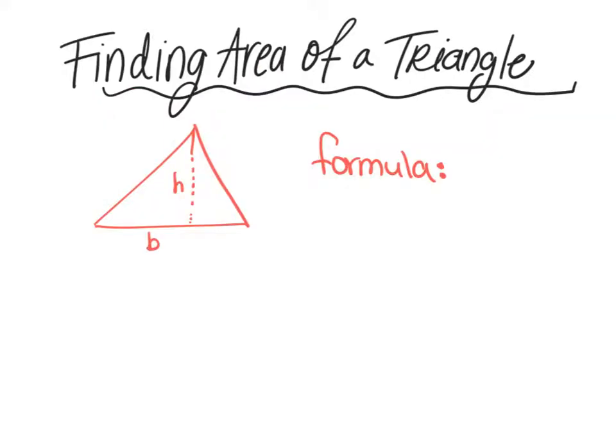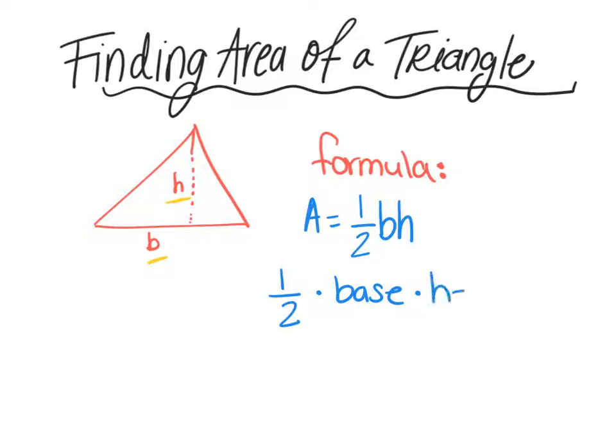Let's dive into finding the area of a triangle. Here we have our triangle, and just like when we were doing quadrilaterals, we are dealing with base and height. So my dashed line here is my height, and on the bottom is my base, of course. The formula that I'm going to be using today for finding area of a triangle is area equals 1/2 times the base times the height. So I'm writing that all together, 1/2 BH. And that would be 1/2 times the base times the height.